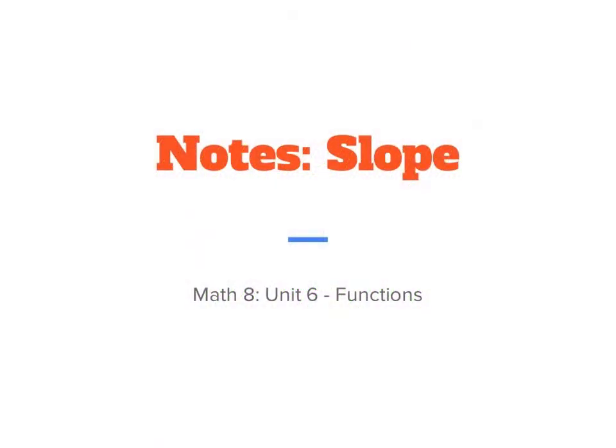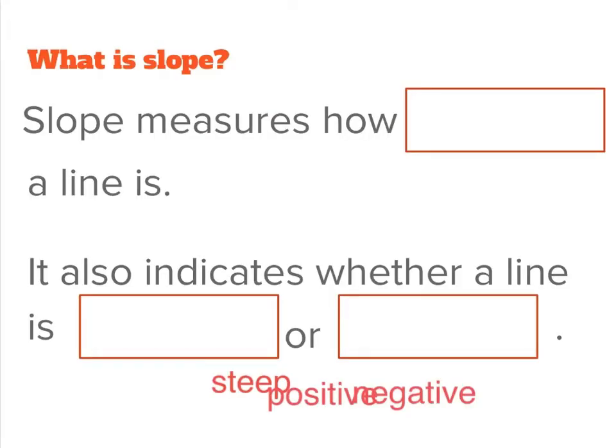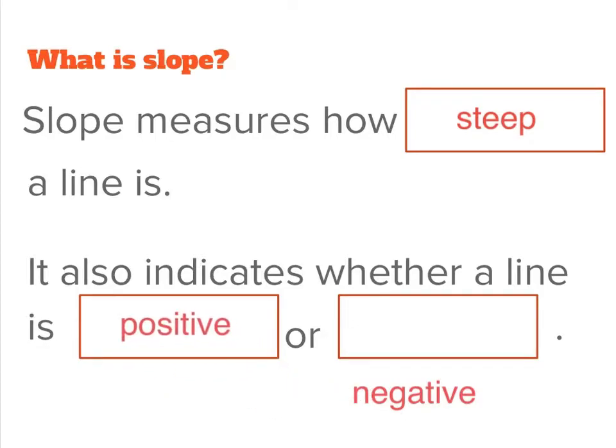Today we will be continuing our functions unit by learning about slope. So let's define what slope is. What is slope? Slope measures how steep a line is. So how quickly is the line increasing or how quickly is the line decreasing. And it also indicates whether a line is positive or negative.